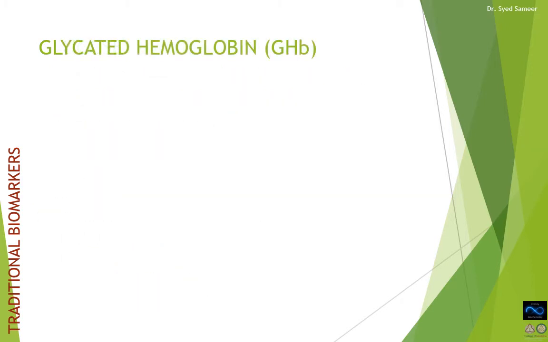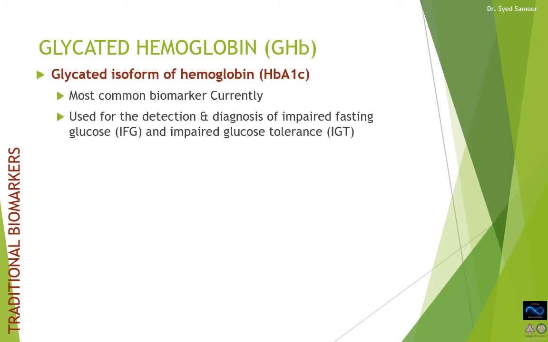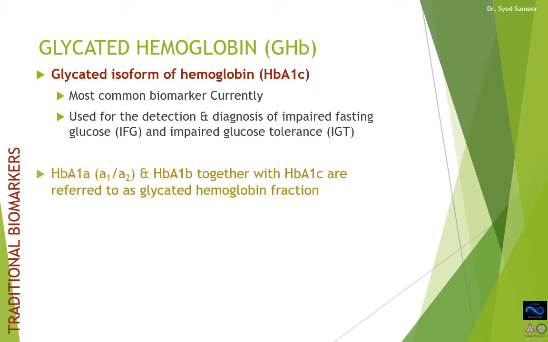In order to overcome the limitations of the FPG and the OGTT, another marker used for the diagnosis of DM is glycated hemoglobin. It is an isoform of hemoglobin which is utilized currently for the detection and diagnosis of impaired fasting glucose and impaired glucose tolerance. Actually, glycated hemoglobin has four isoforms: HbA1a1, HbA1a2, and HbA1b, together with HbA1c. All these four make up the glycated hemoglobin fraction.